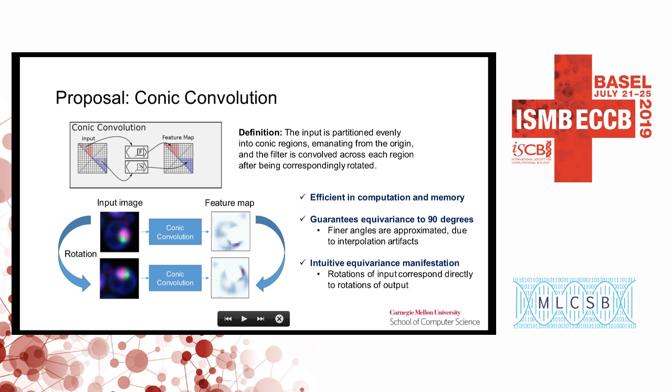So in conic convolution, similar to standard convolution, we pass the filter across the entire image, but we partition the input region into evenly spaced conic regions emanating from the origin, kind of rotating around the origin. In this case, we've partitioned it into 8 regions. So if you divide 360 by 8, you get 45 degrees. So what we do is whenever the filter passes into a new conic region, we rotate it by the corresponding angle from the one in red here. So the blue one would be rotated by 135 degrees for that region.